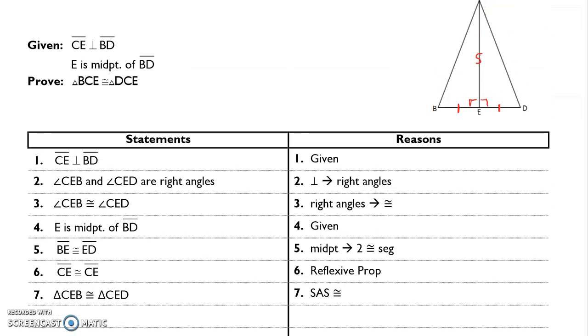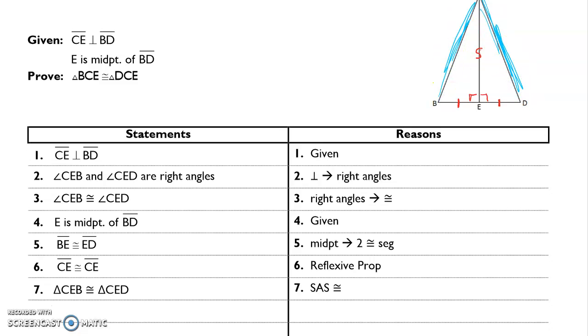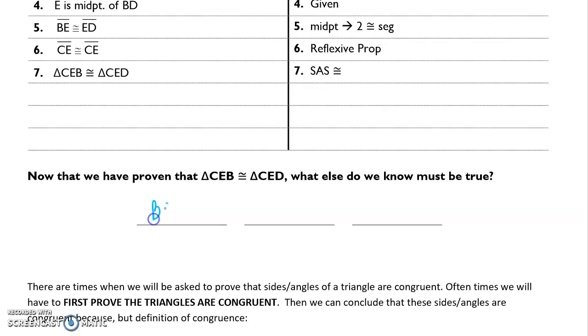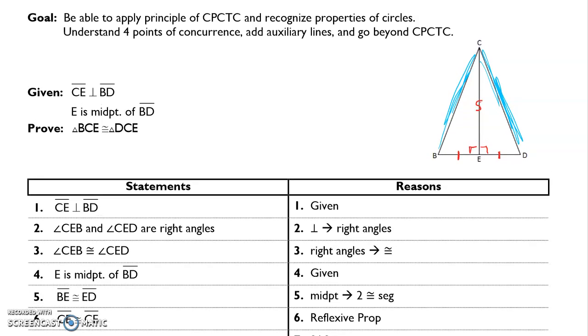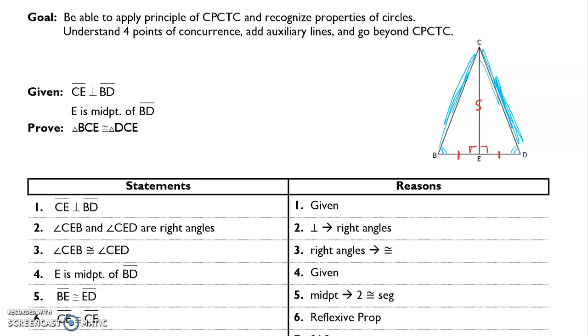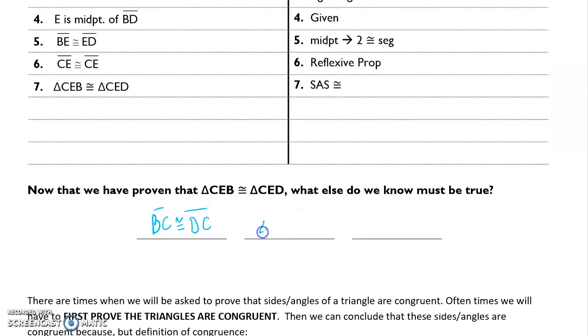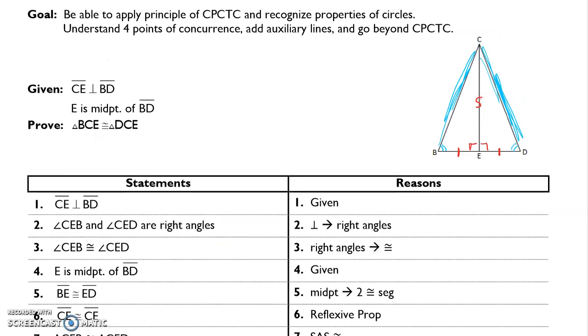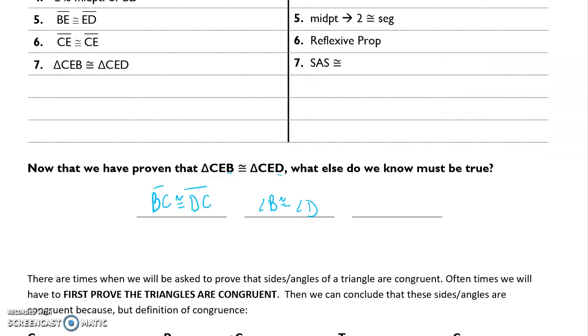And those are, well, segment BC must be congruent to segment DC. And then my other angles. Angle B must be congruent to angle D. That's got to be a congruent statement that's true. And you can see that from your diagram. Segment BC, or from your congruent statement, is congruent to segment DC. And then also angle BCE is congruent to angle DCE.